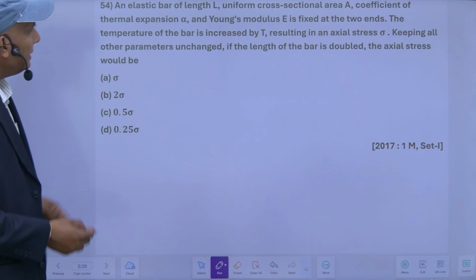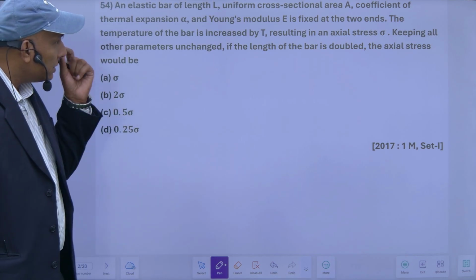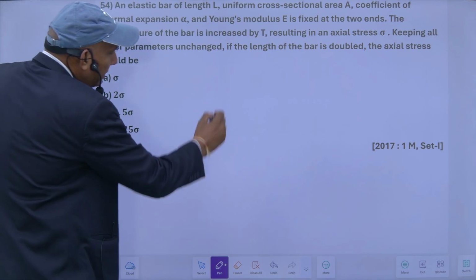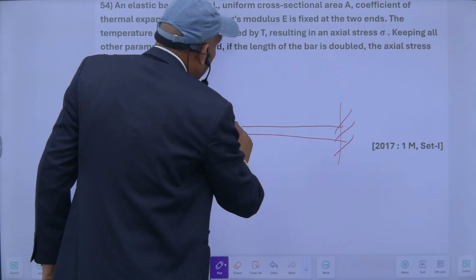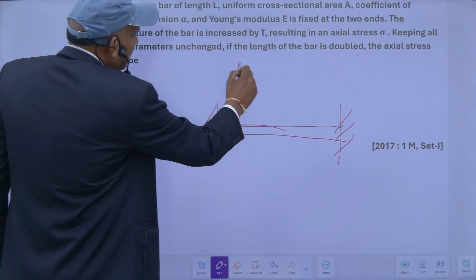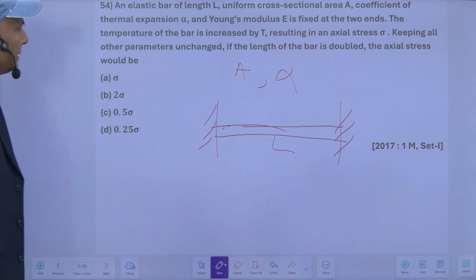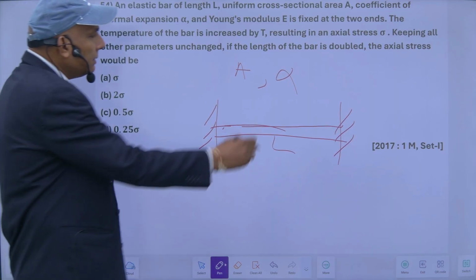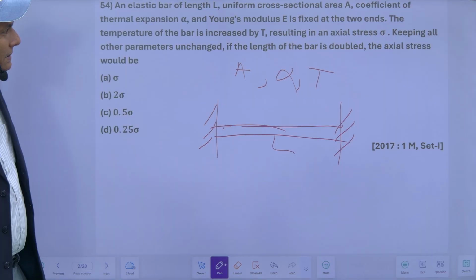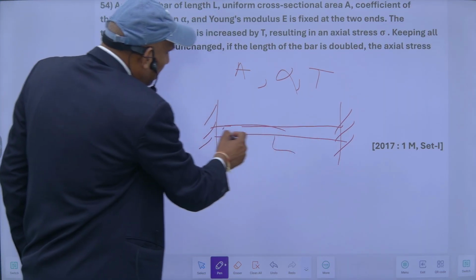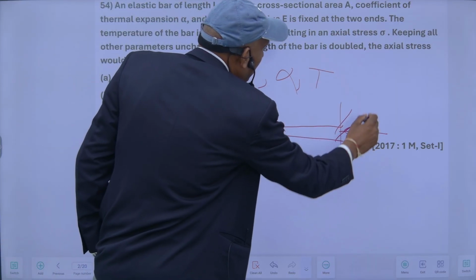An elastic bar of length L, uniform cross section area A, coefficient of thermal expansion alpha and Young modulus of elasticity E is fixed at the two ends. So this is my bar. It is fixed at both the ends, the area of cross section is A, this is L, and coefficient of thermal expansion is alpha. Temperature of the bar is increased by T. So T is the temperature difference resulting in an axial stress sigma. So this is the thermal stress sigma.